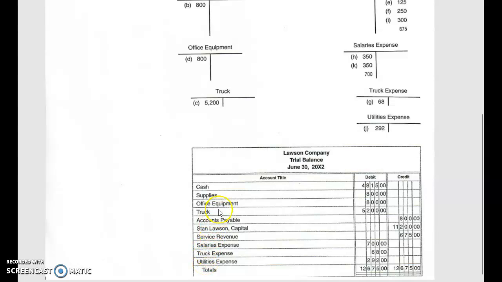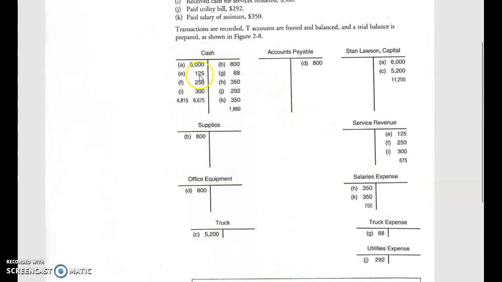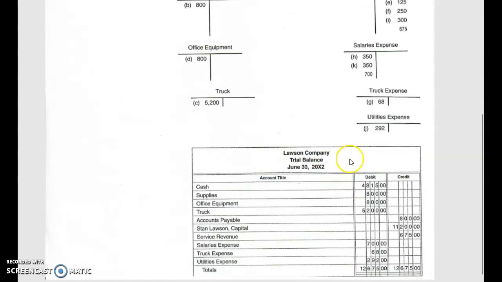After you list those, then we're going to come over here and we're going to put the account balances in, and they come from where you footed the accounts up here. Like, for example, cash has a debit balance of $4,815. So for the trial balance, you're going to put it in the debit column, $4,815. And you will do that for each of the accounts. If they have a debit balance, they're going to go in the debit column. And if they have a credit balance, they're going to go in the credit column.